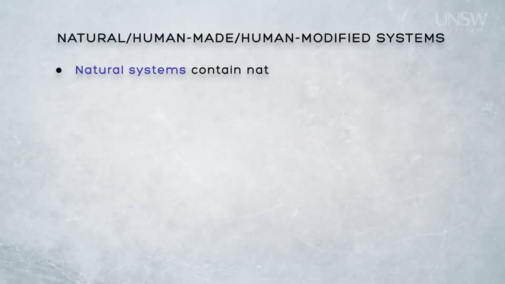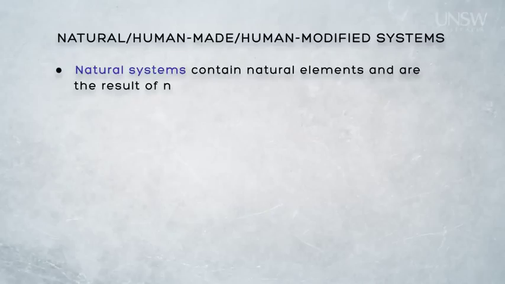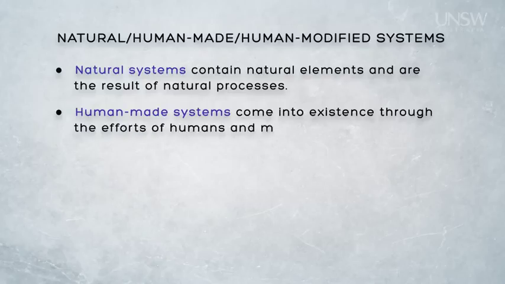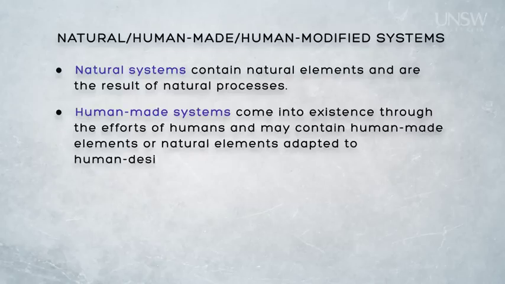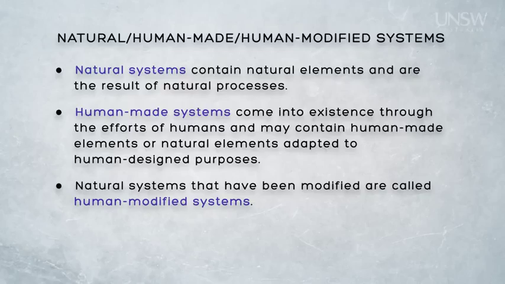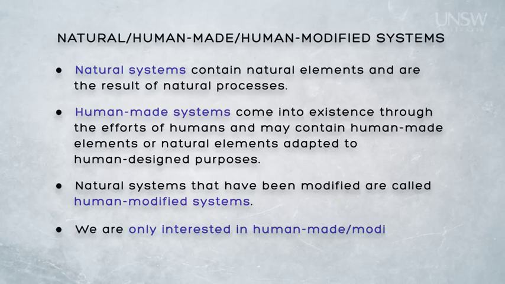Natural systems contain natural elements and are the result of natural processes. Human-made systems come into existence through the efforts of humans and may contain some human-made elements or perhaps some natural elements adapted to human-designed purposes. Natural systems that have been modified for human purposes are called human-modified systems. The systems engineering for natural systems has certainly not been conducted by humans, so we are only interested in human-made or human-modified systems.